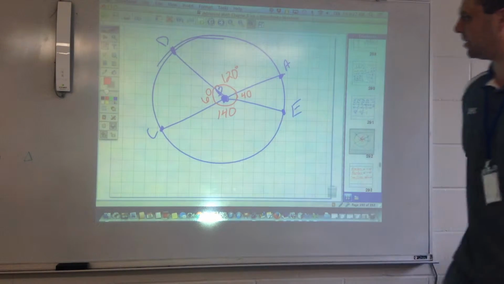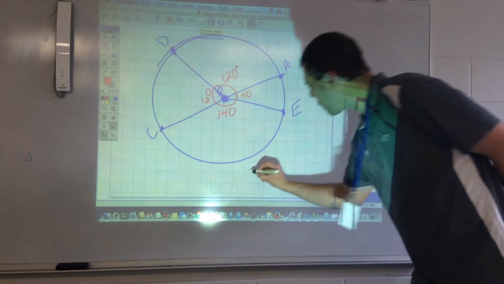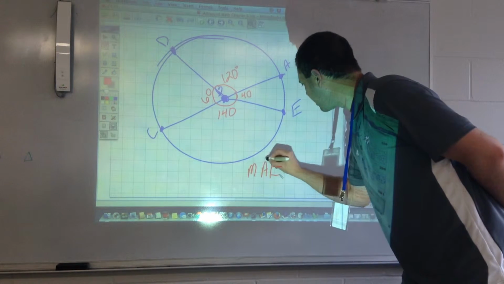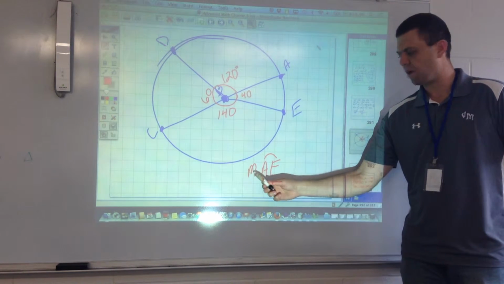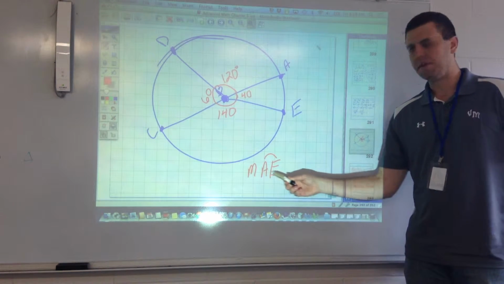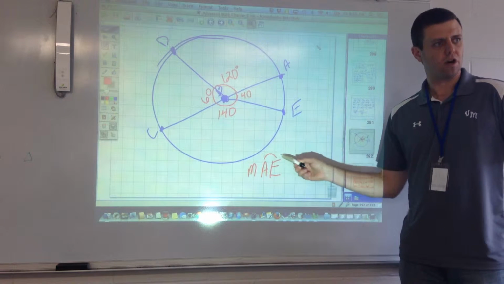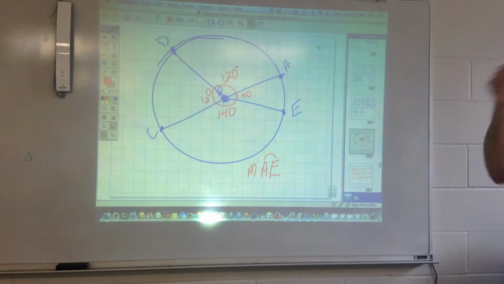So let me come back to this and show you really what we're going to do and how pretty easy it is for starters. I'm going to ask you for the measure of arc AE. And that's how they're going to notate it. The measure of the arc AE. So when you see that little arc right above the two letters, I want to know the measure of the arc from A to E.